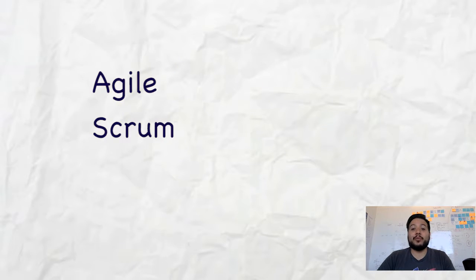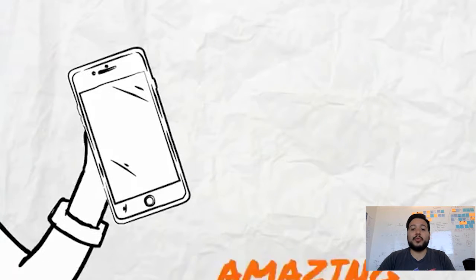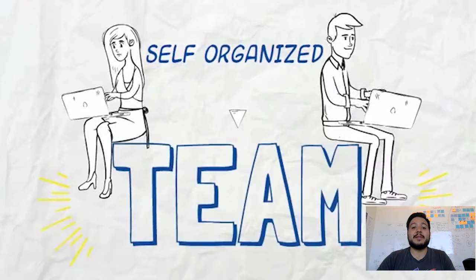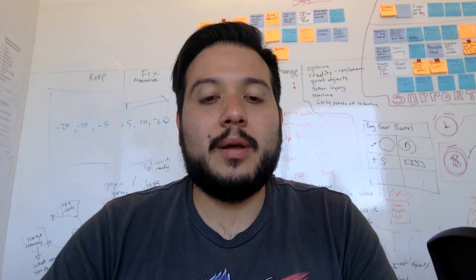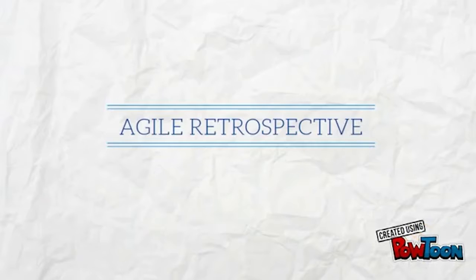In previous videos, we've talked about what is Agile, Scrum, and what is the role of a Scrum Master. We've been talking about processes to create great products and how to provide a good environment to nurture a self-organized team. Today, we're going to focus on an important part of a sprint, the retrospective.